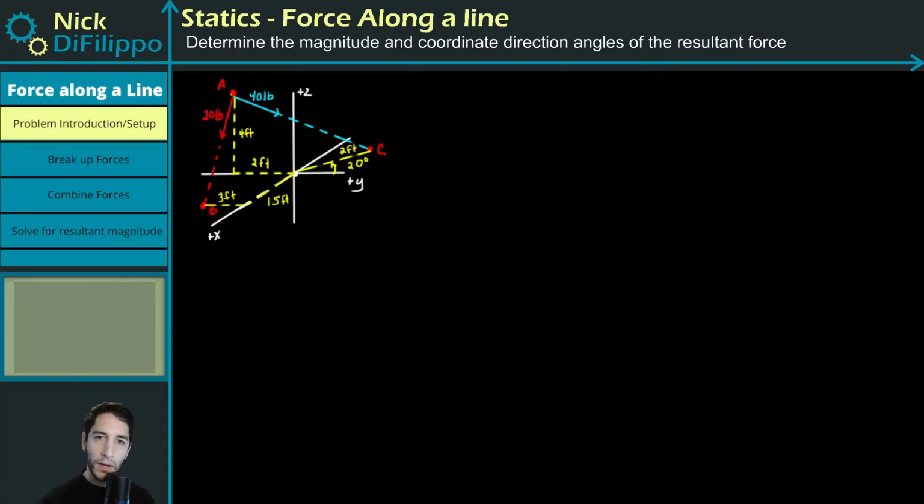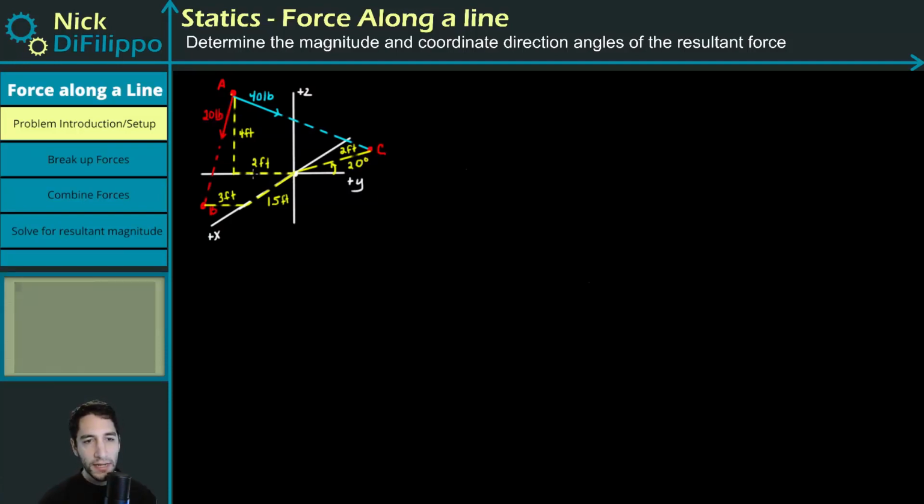In this video, what I would like to do is work another example of finding forces along lines. I'm actually going to be looking at two different forces. One force points from A to B and has a magnitude of 20 pounds, and another force points from A to C and has a magnitude of 40 pounds. I'm going to try to determine the magnitude of the resultant force and the coordinate direction angles that this resultant force makes.